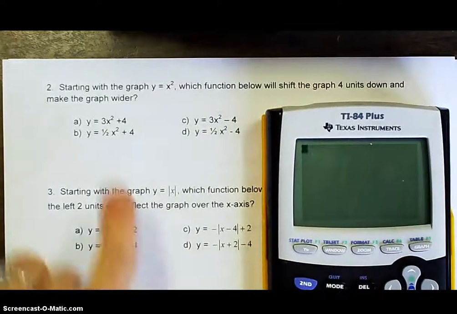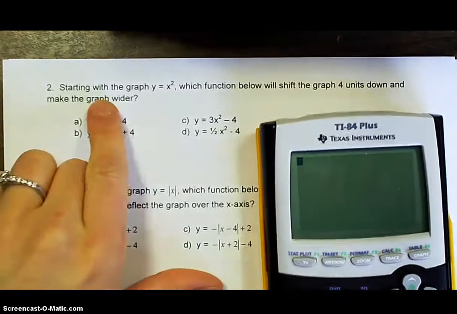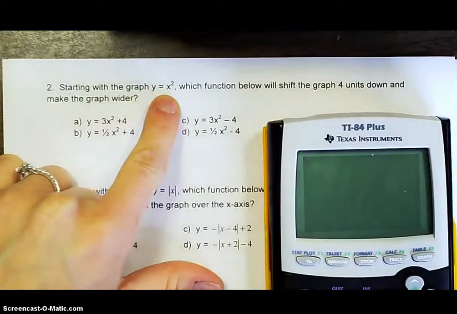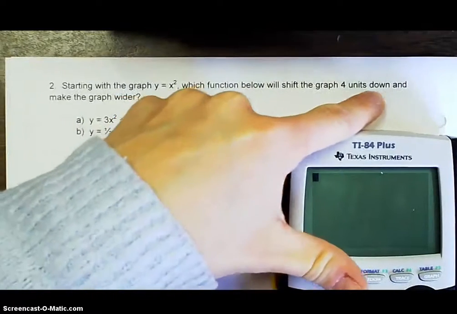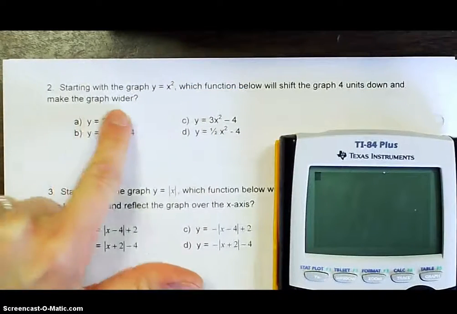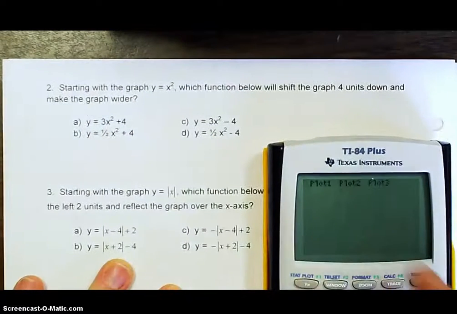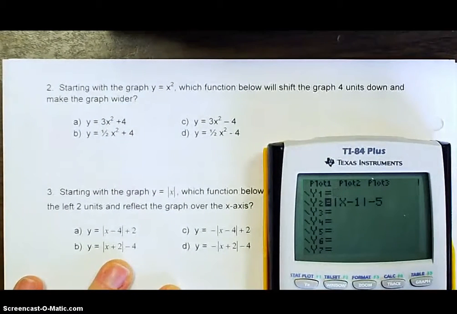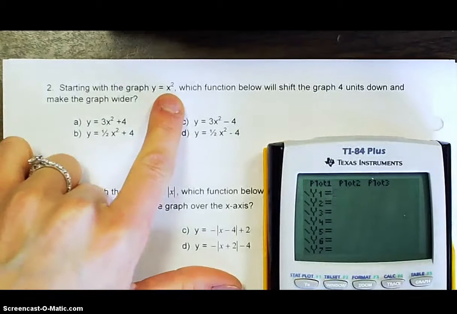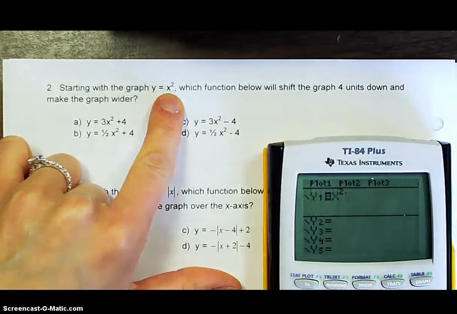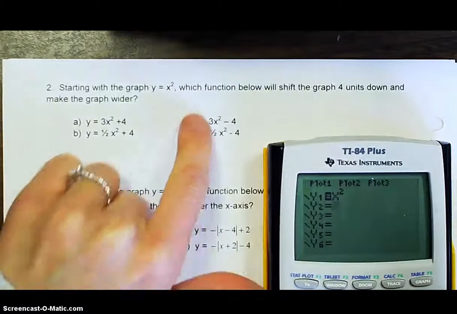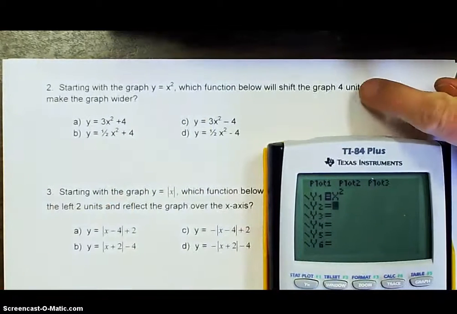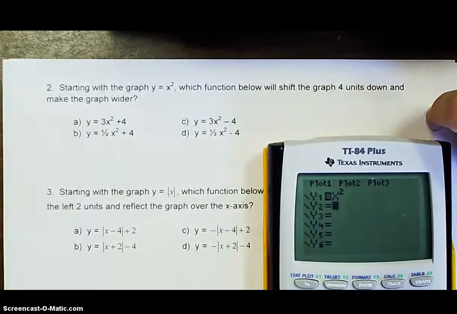Let's take a look now at number 2 here. Starting with the graph y equals x squared, which function below will shift the graph 4 units down and will make the graph wider? Well, let's go ahead and try it out. So I'm going to clear these out. My original function is x squared. I know if it's squared, it's going to be a parabola. I want to know which of these is going to shift it 4 units down and make it wider.